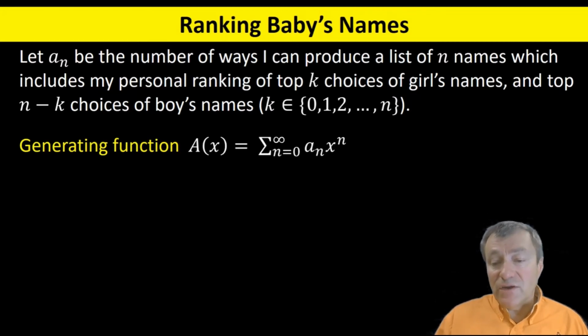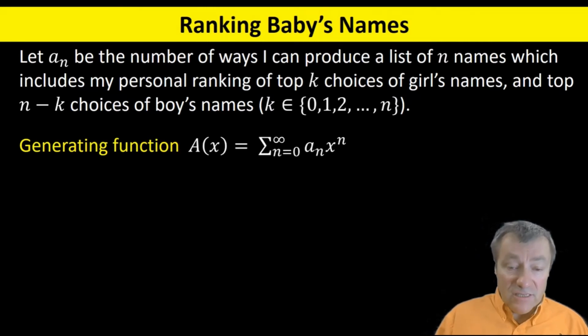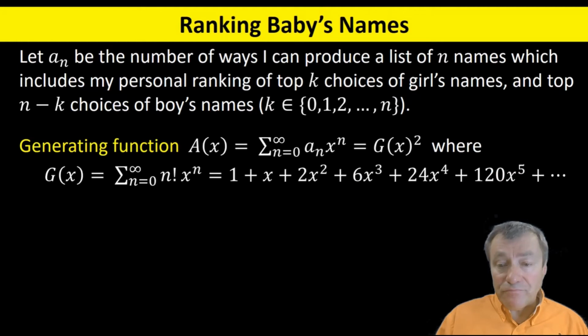It's a convenient way to wrap them up in one object. How do I actually know what this a of x is, and what have I accomplished here? Well, it turns out we have a very nice expression for this a of x. This is where the combinatorics comes in. I won't go into the details.